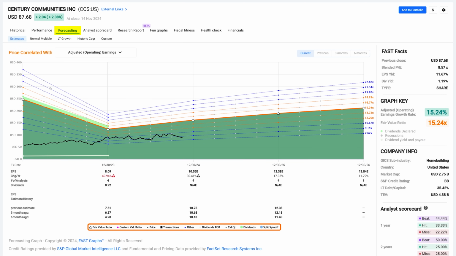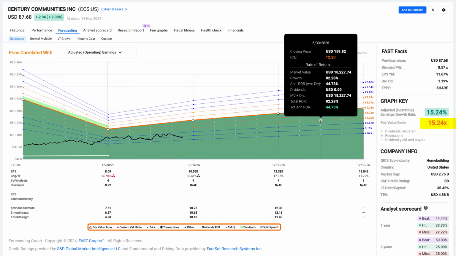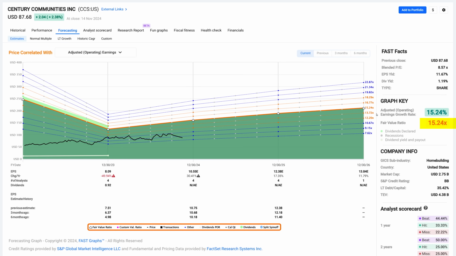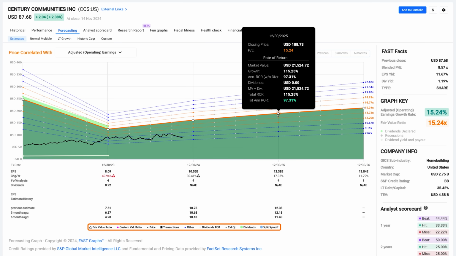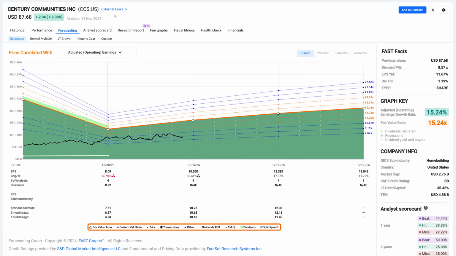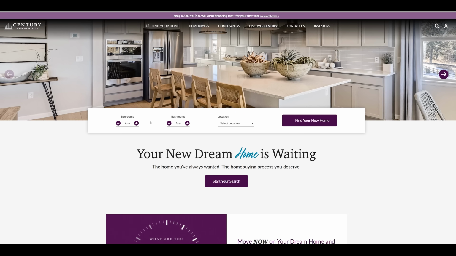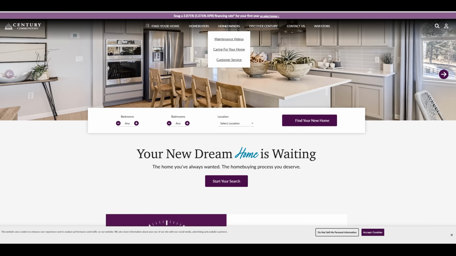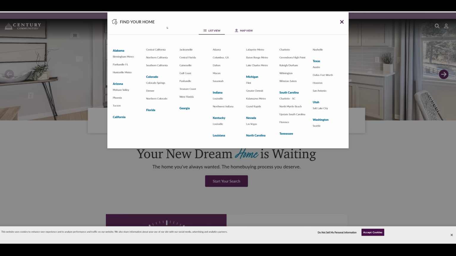So when I'm looking at forecasting here, the company is expected to grow very fast. This would normally be a P equals growth rate valuation, or a multiple of 15.24, which would make this look very attractive here with rates of return of almost 100% by the end of next year and going up here into 50%. Now, if you don't know this company, I just always want to point out, you can always go to FastGraphs external links and go right into the company's website, and you can see where the company does business.